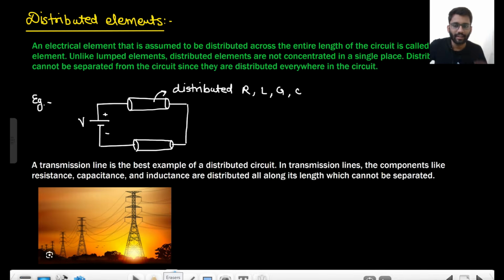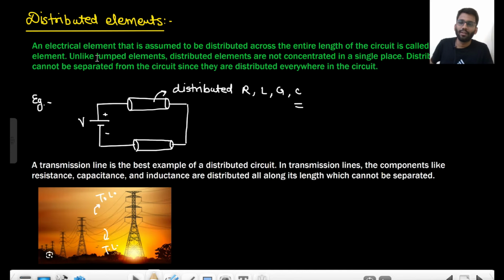In a transmission line, there are mainly four components: R, L, G, C. I guess you can't see the complete definition here, so I will just read it out. All the elements are distributed along the wire, along the line. In this diagram, you can see this is the transmission line. Here you can't really separate out what is R, what is L, what is G, what is C. It is distributed along the line.